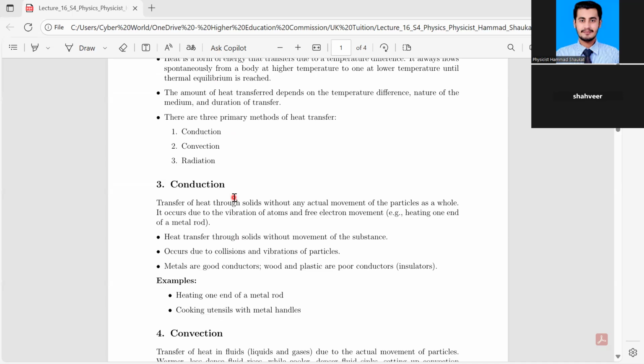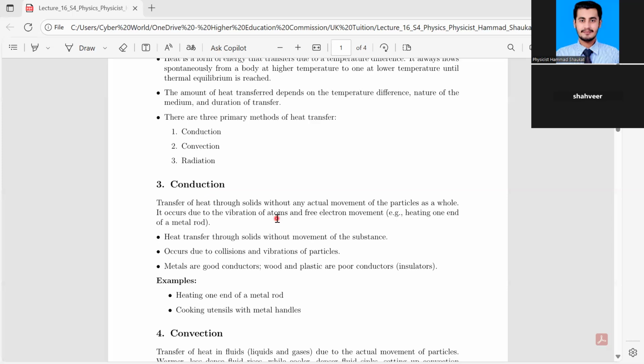So here is conduction. Conduction is basically the flow of heat by the physical contact of bodies. Here you can see the transfer of heat through solids without any actual movement of the particles as a whole. It occurs due to the vibration of atoms and the movement of free electrons. So if you have a physical contact between two bodies, the heat transfer method is known as conduction. And this conduction arises due to the vibration of atoms.